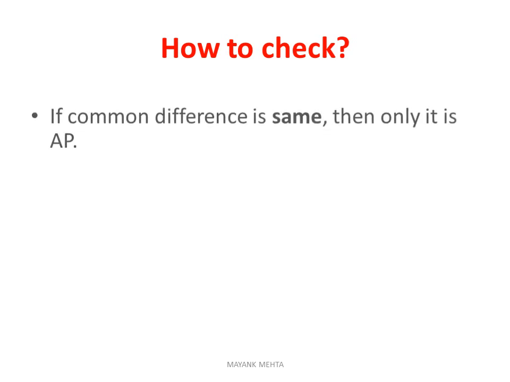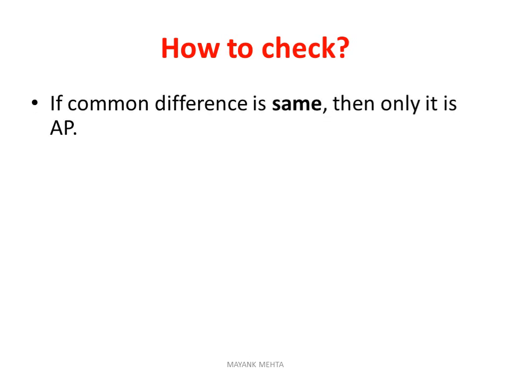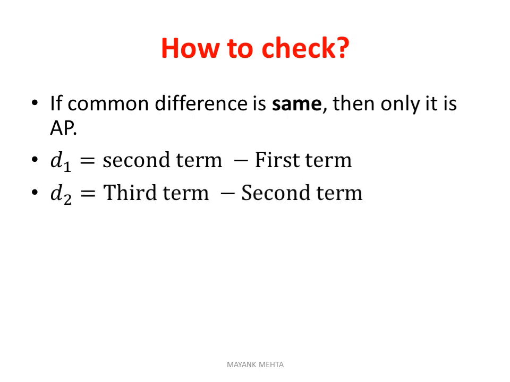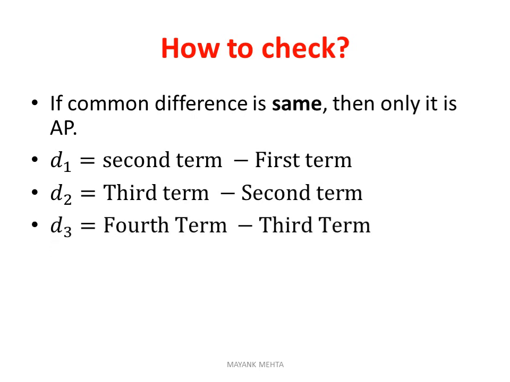How to check? If the common difference is the same, then only it is AP. For example, you will need to find the common difference between the second and first term first, second term minus first term, then do third term minus second term. If these differences are the same, then the sequence is arithmetic progression. That means the consecutive differences should be the same. That is the only way where you can check whether the sequence is arithmetic sequence or not.